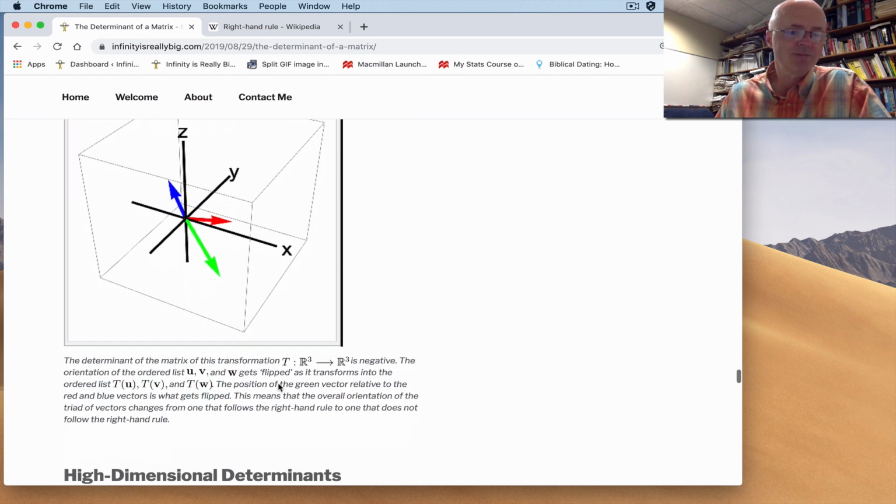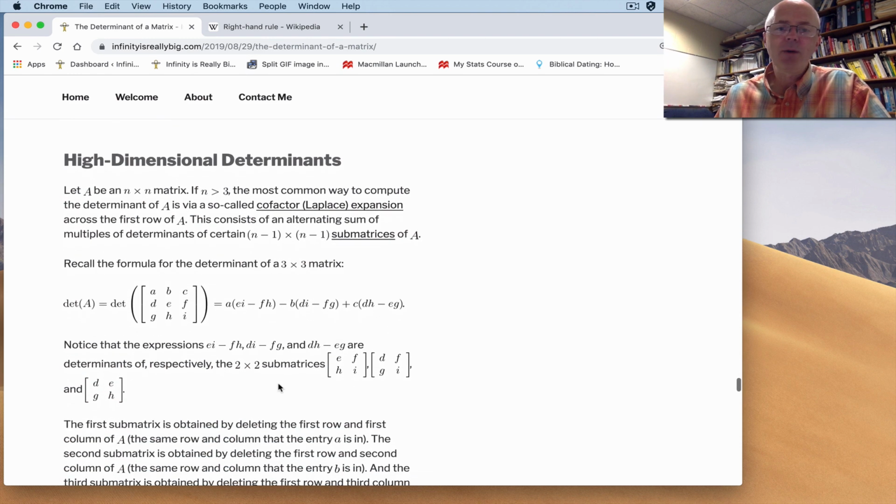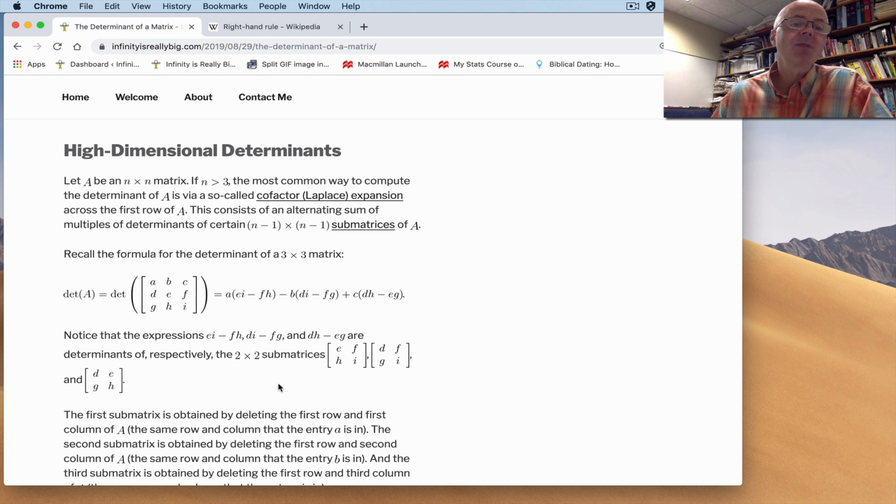That's a lot to think about. All right, take a breath. We're getting close to being done here. On to high dimensional determinants. If n is greater than 3, the most common way to compute a determinant is via the so-called cofactor or Laplace expansion across the first row of A.